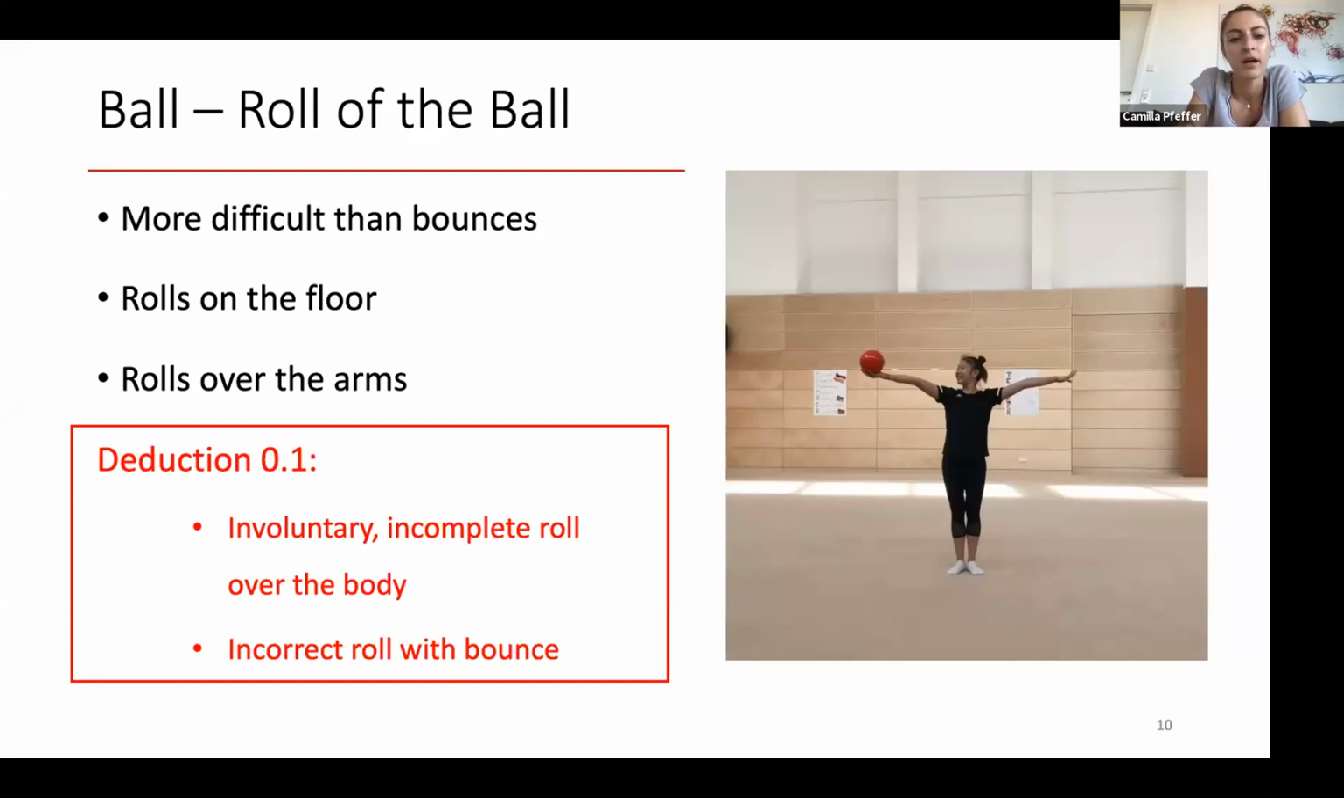After that you start with the rolls over the arms. There are also, of course, deductions, as everywhere, if the roll is incomplete, because the roll should be over two large parts of the body, and that's very important. There will be a deduction of 0.1, or if the roll, for example, is with small bounces, there can also be a deduction of 0.1. So if the ball is jumping a little bit on the arm or on the breast, it happens a lot, but it will always be deducted with 0.1.